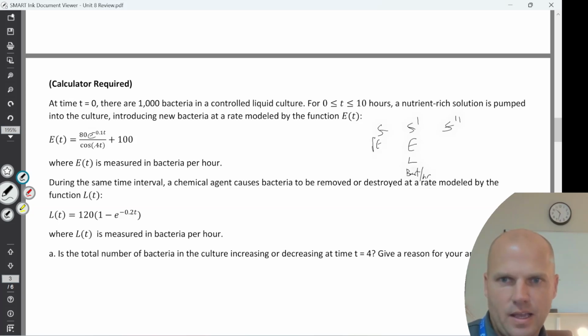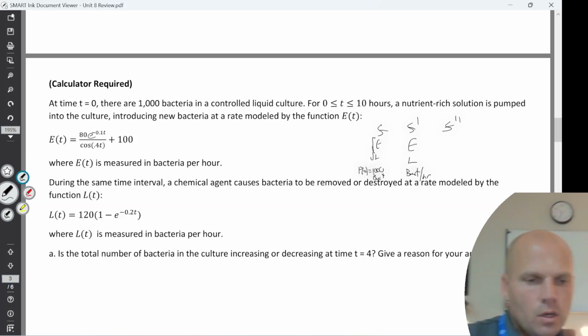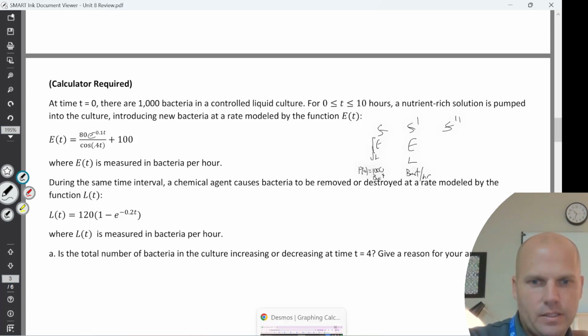Accumulating E would be added. Accumulating L would be removed. I have an initial position of 1,000. This would be bacteria. If I want to know how the rate of change is changing, I look at E prime and L prime. If I want to look at how the total is changing, I would look at E and L. Let's graph. Break out Desmos.